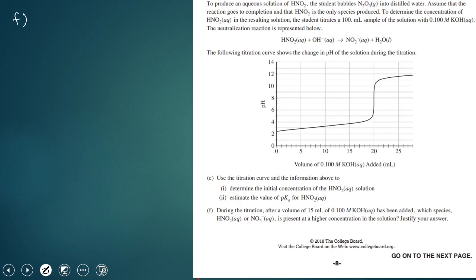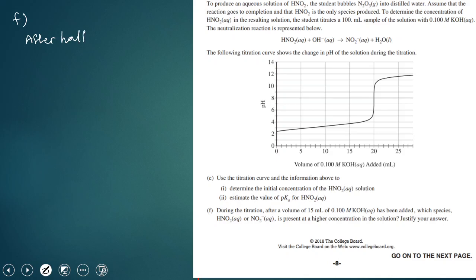During the titration after a volume of 15 ml of KOH is added, which species, HNO2 or NO2 minus, is present at a higher concentration in the solution? Here's where you have to know your terminology of titration. We've indicated that at 20 ml we have our equivalence point, but at 10 ml we have our half equivalence point. So 15 is in between, so it's past the half equivalence point, but before the equivalence point. So what happens after?